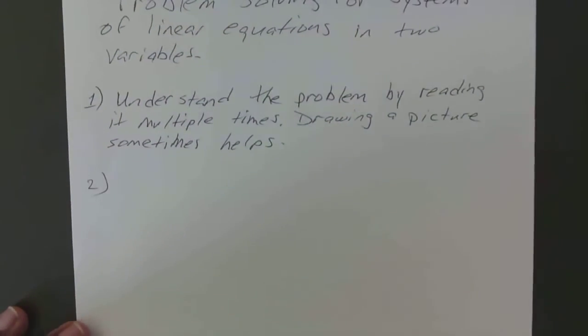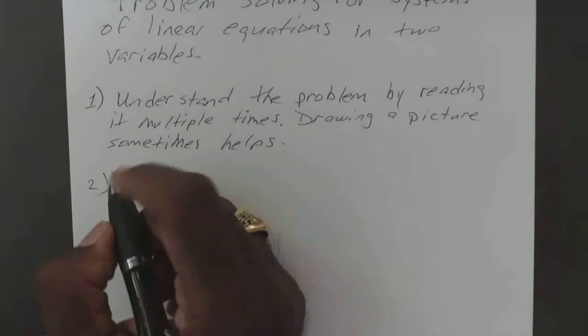Okay. So your second step is you want to choose two variables to equal your unknown. So whatever it is they're asking you for, say, okay, if they're asking this, I'm going to make this x. And this what I'm asking for, I don't know what it is, so I'm going to make this y. This way you just have your two variables there.